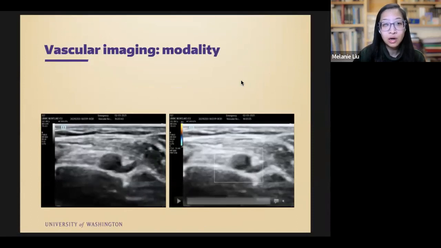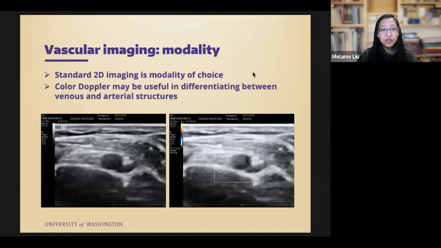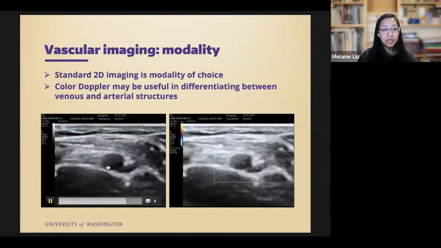So for vascular imaging modalities, usually 2D imaging will be your modality of choice. And then color imaging, you should not really be using when you're actually doing the cannulation, because this will decrease your resolution when you put on the color. But it can be helpful in differentiating between venous and arterial structures.